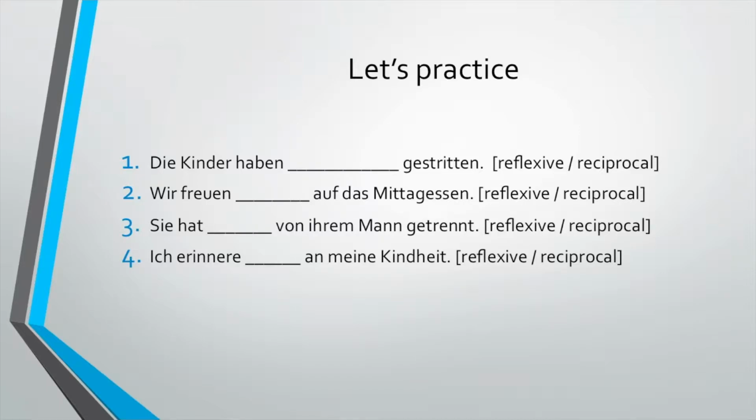So let's do some practice. And in this exercise, I would just like for you to fill in the blank and of course decide if it's reflexive or reciprocal. So, Nummer 1. Die Kinder haben blank gestritten. Nummer 2. Wir freuen blank auf das Mittagessen. Nummer 3. Sie hat blank von ihrem Mann getrennt. Nummer 4. Ich erinnere blank an meine Kindheit. So you fill in the missing reflexive pronoun and then you decide if it's reflexive or reciprocal. Pause the PowerPoint here, fill in your answers, and then we'll go over the answers together.